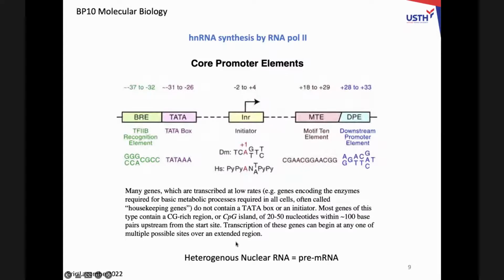If you look at the text there, it shows that it is not always the same. They explain that many genes that are transcribed at a low rate, which they call housekeeping genes, do not contain the TATA box or an initiator. Instead, they contain a GC-rich region and something like that. So what you have to keep in mind is that even though most of the genes transcribed by Pol2 contain the TATA box, there are plenty that do not.